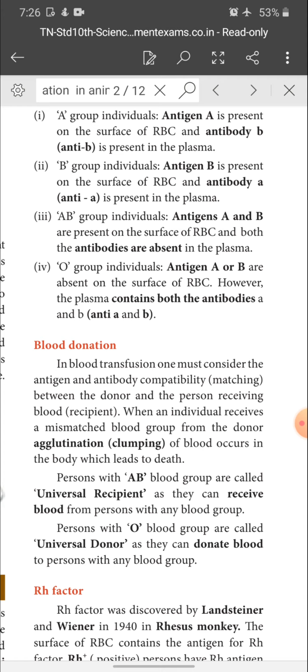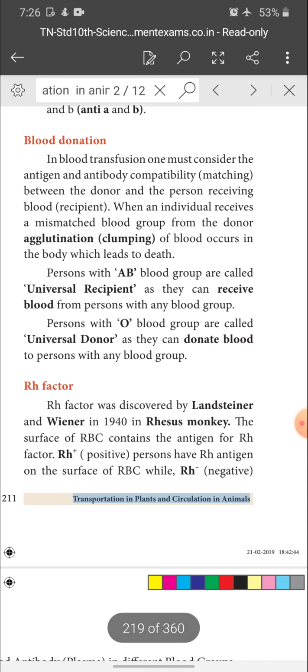So since he can donate blood to all blood group persons, the O blood group is called what? Universal donor. But he can receive blood only from O blood group persons. He cannot receive from any other persons, right? That you should keep in your mind. And then next, Rh positive. What is Rh positive? Another question.